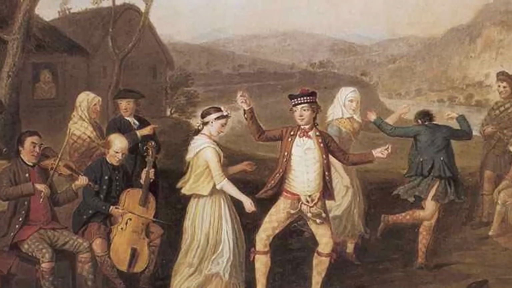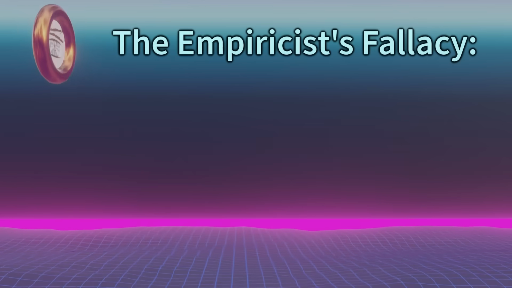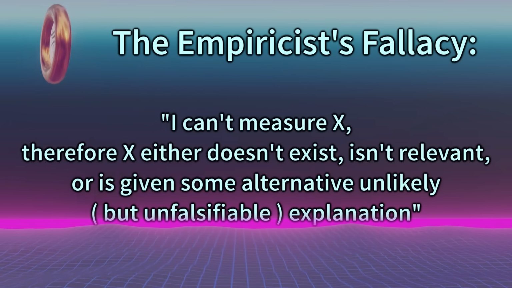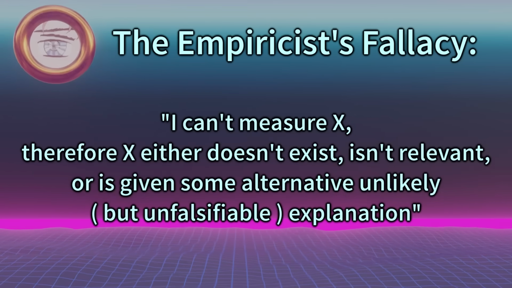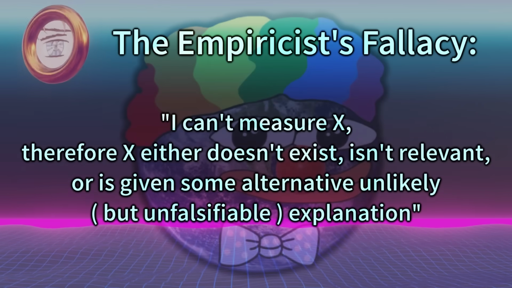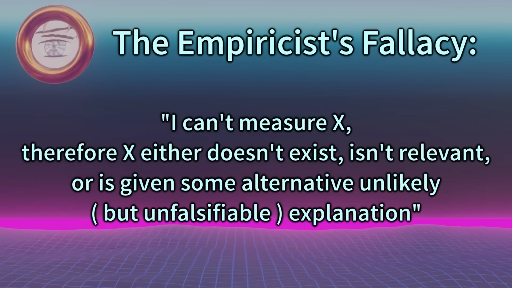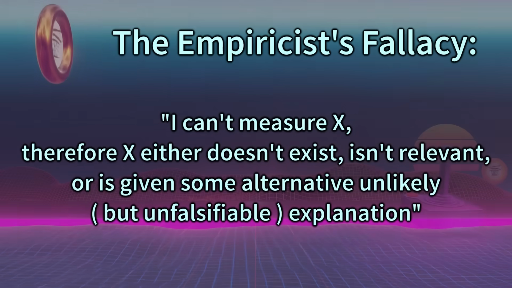The empiricist fallacy, the simplest way to put it, is people who make this mistake of thinking, I can't measure X, therefore X either doesn't exist, isn't relevant, or is given some alternative, extremely unlikely, but also very conveniently unfalsifiable explanation. Now, what's very interesting about this fallacy is that it's one of those reasoning errors that even relatively intelligent, relatively well-educated people still tend to fall for, which actually makes this topic slightly less political than some of the other topics I usually cover. So let's just jump into some examples of the empiricist fallacy to see just how common this silliness really gets.